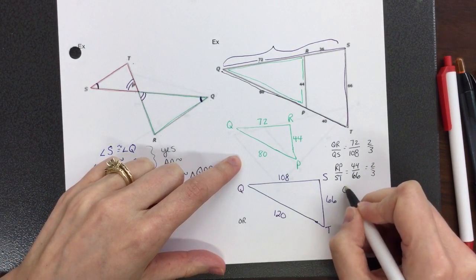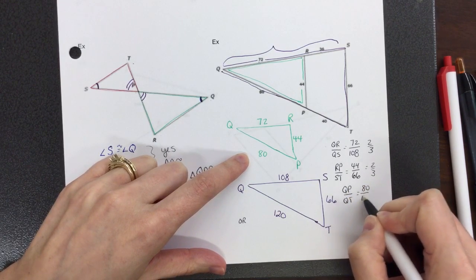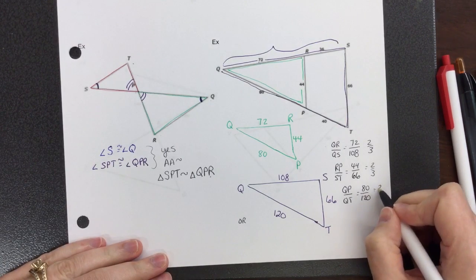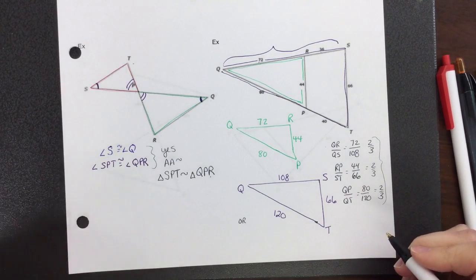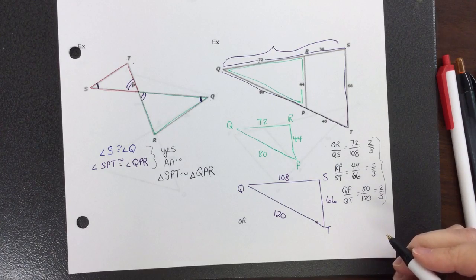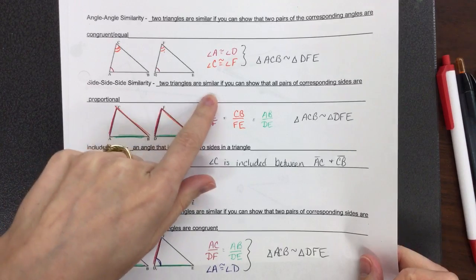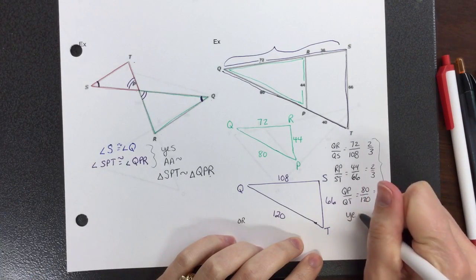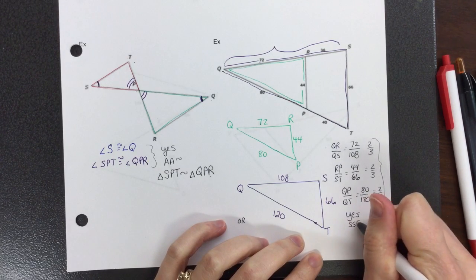And then QP over QT, 80 over 120, and that's going to give us 2/3 as well. So since we were able to say that all three of the sides are proportional, we can say that the triangles are similar based on our side similarity, because that tells us two triangles are similar if you can show that all pairs of corresponding sides are proportional, and since all three of those fractions are equal, we have similar triangles. So yes, which rule? Side similarity.